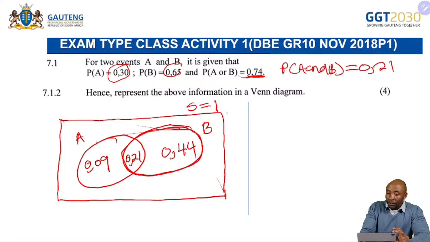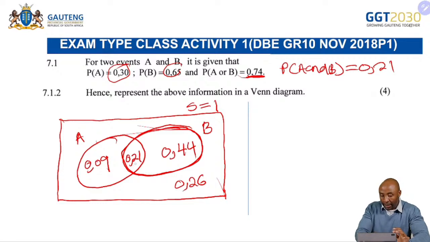But my sample space must give me 1. So it means outside the two events, I will say 1 minus 0.74, and that will give me 0.26, meaning the probability of not A or B is going to be 0.26. And if I add all the probabilities within the rectangle, 0.09 plus 0.30 plus 0.44, I get 0.74, plus 0.26, I'll get my sample space, which is 1.